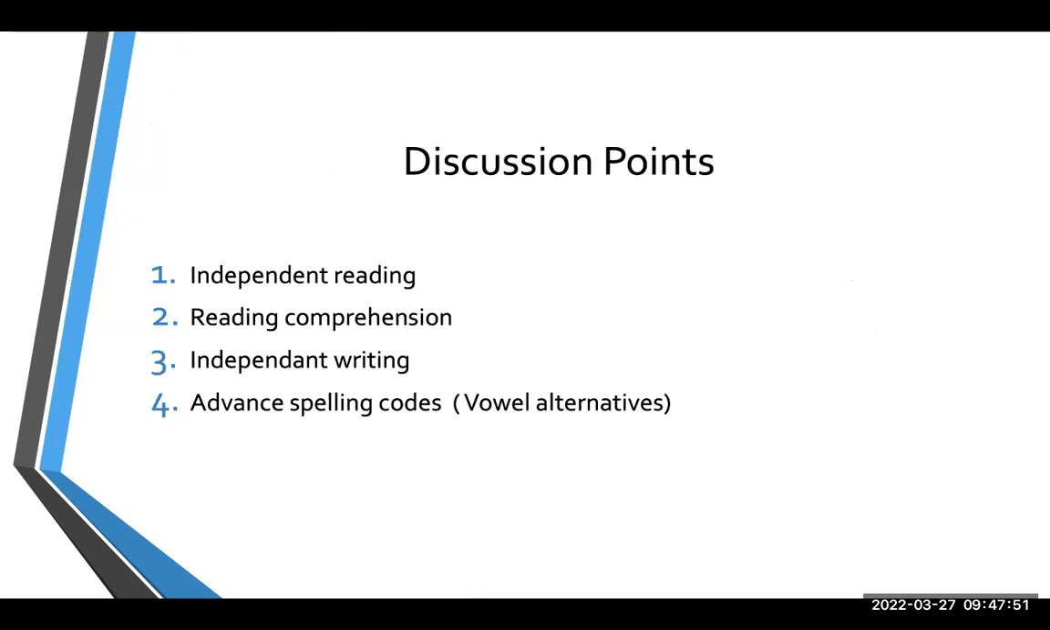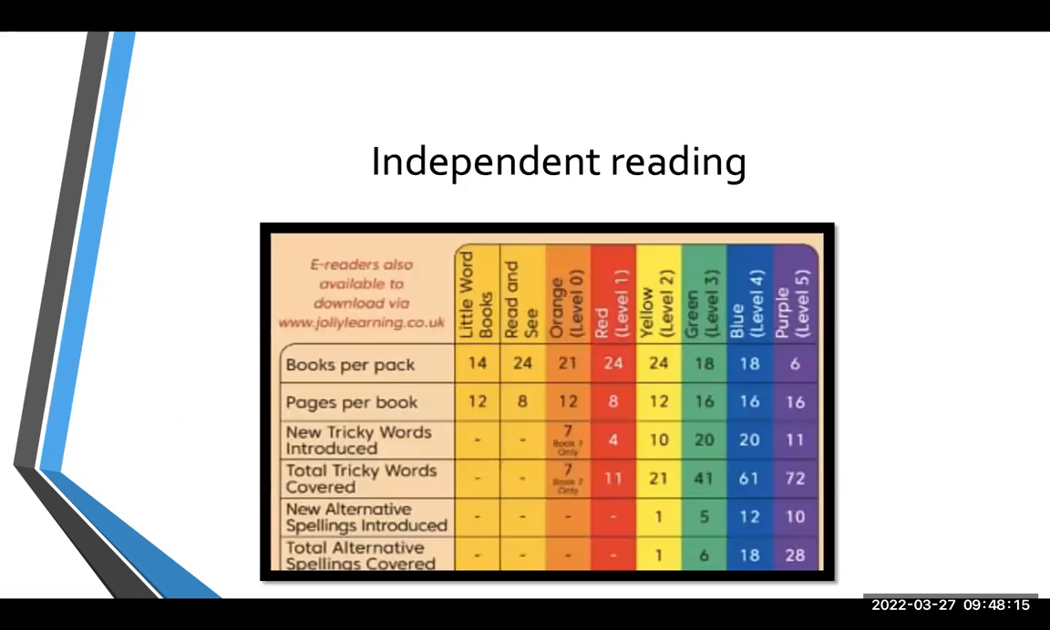The discussion points of this unit are independent reading, reading comprehension, independent writing, and advanced spelling codes. In the advanced spelling code section, you're going to learn about teaching the methods and ideas of vowel alternative spellings. Alternative spellings वो spellings होते हैं जिसमें sound तो same रहती है लेकिन उनके spellings change हो जाते हैं.